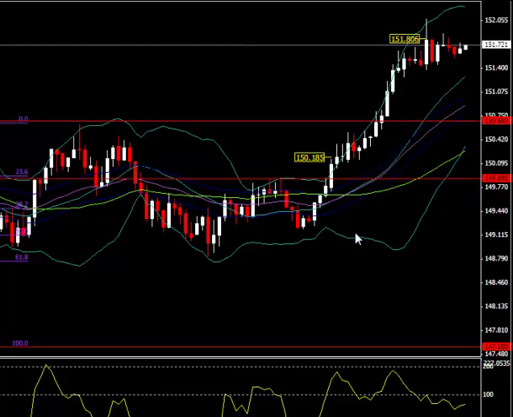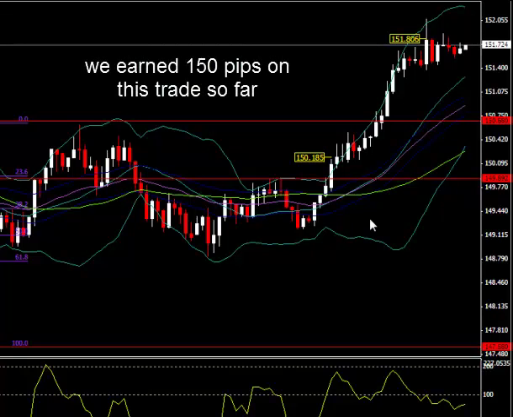So I use my microphone, and then I also show my charts on the screen in the chat room so everybody knows exactly what I'm trading. And I can trade these all simultaneously. I call all of these trades out when they develop. Now this trade has earned us a total of 150 pips so far.